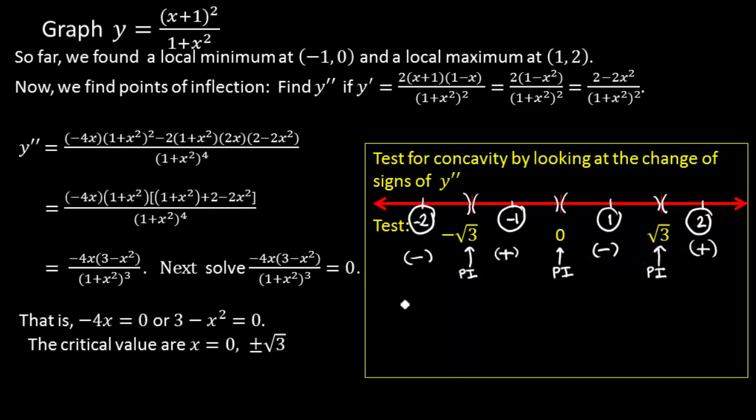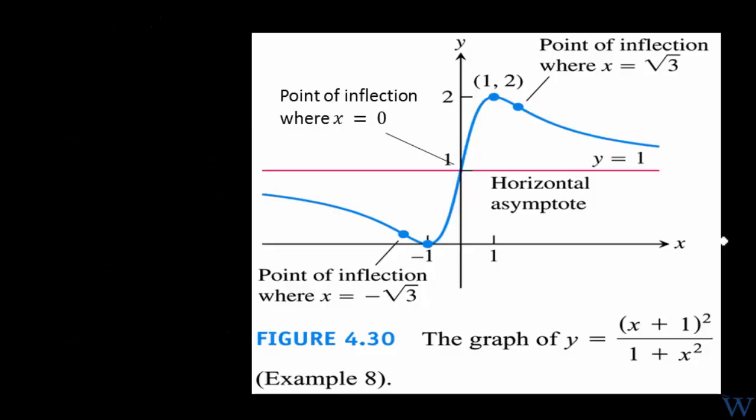And then recall that what we have to expect is that from negative infinity to negative square root of 3, it's concave down. And then from negative square root of 3 up to 0, it's concave up. And then from 0 to square root of 3, it's concave down again. And then from square root of 3 on to plus infinity, it's concave up. Right. So let's see, how do we graph that? I think the next slide will show us the graph of the function.